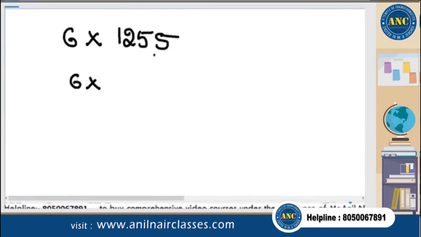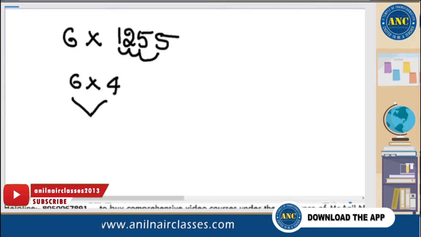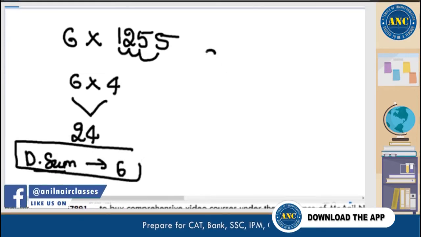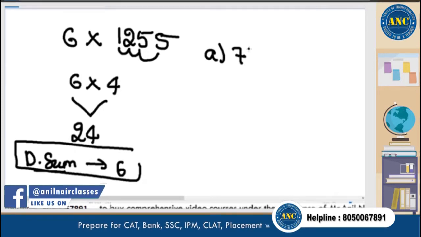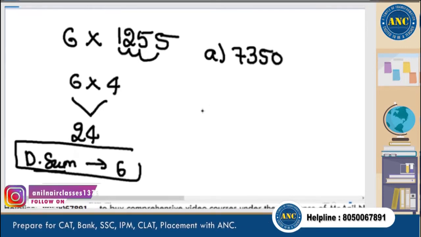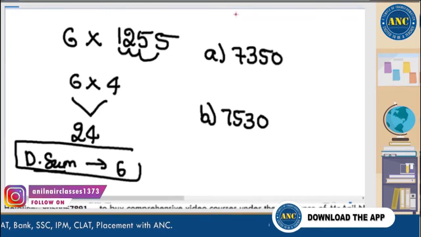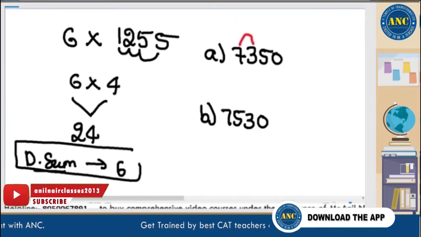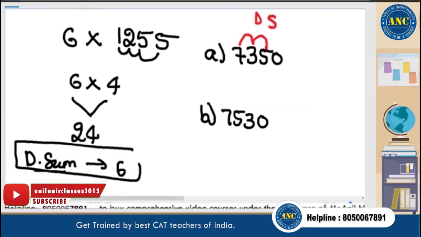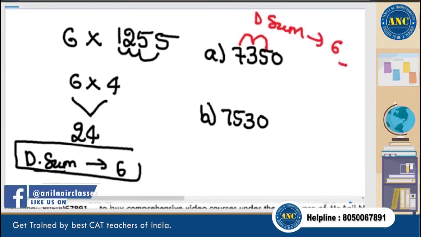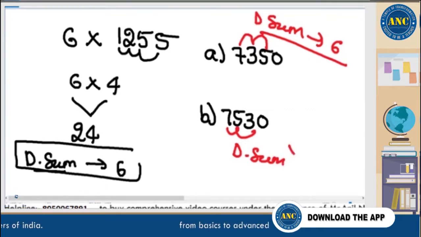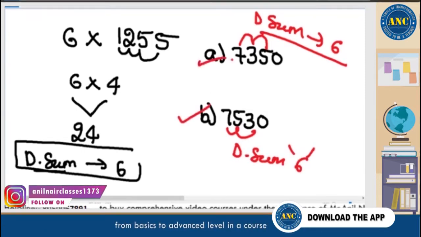6 into 5 plus 5, 10, 12, 13, 13 is 4, 6 4s are 24, digital sum is 6. Options are 7350, 7530, 7350, 7530. For you, 10, 15, digital sum is 6. 12, 15, digital sum is 6. Two options have got the digital sum 6.